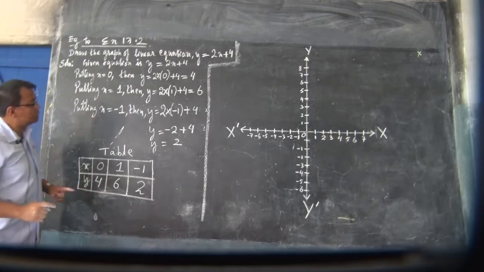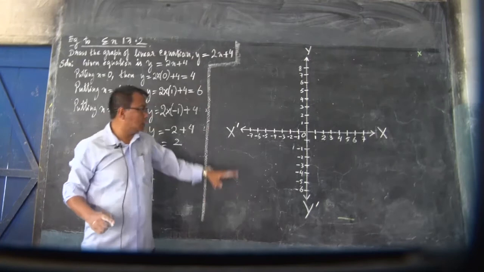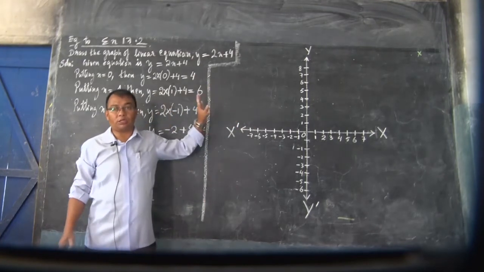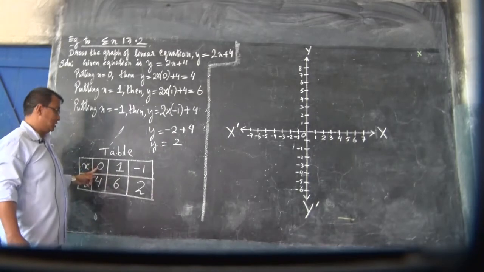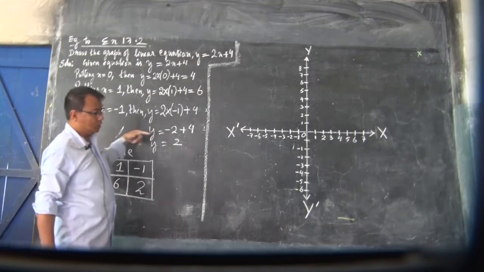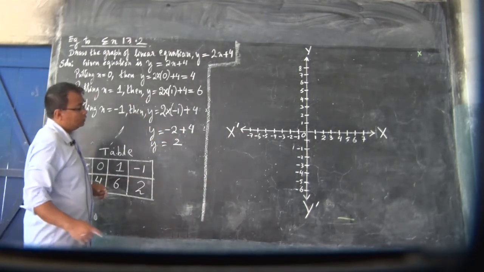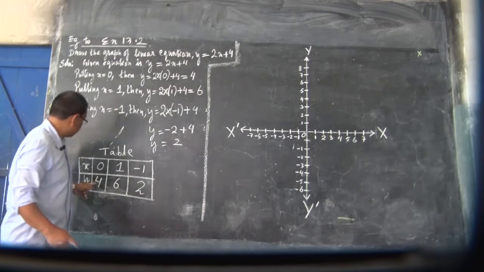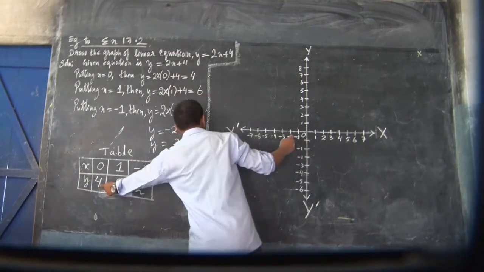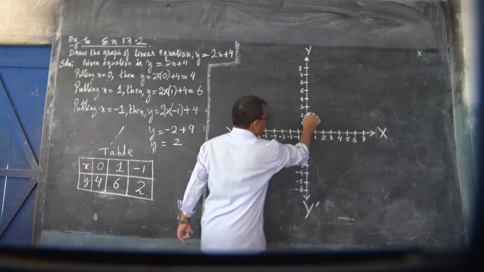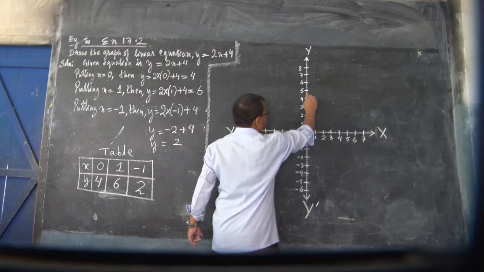Okay, we shall plot these points on the Cartesian plane. We say Cartesian in the graph book. Okay? When x is 0, we start at the origin and count to y equal 4, so plus 4. Four times we will count 1, 2, 3, 4. This will be the point.